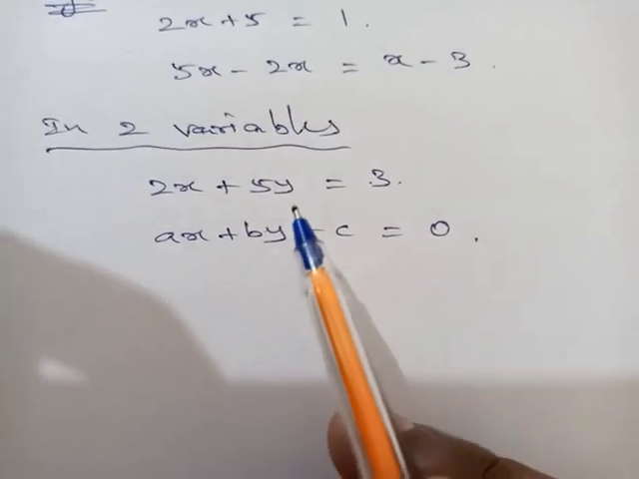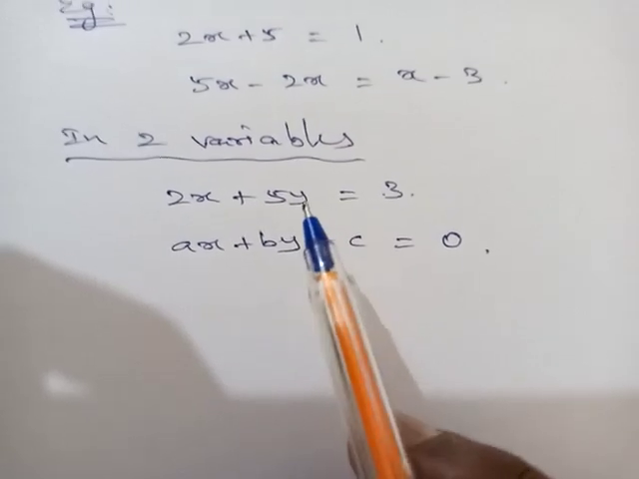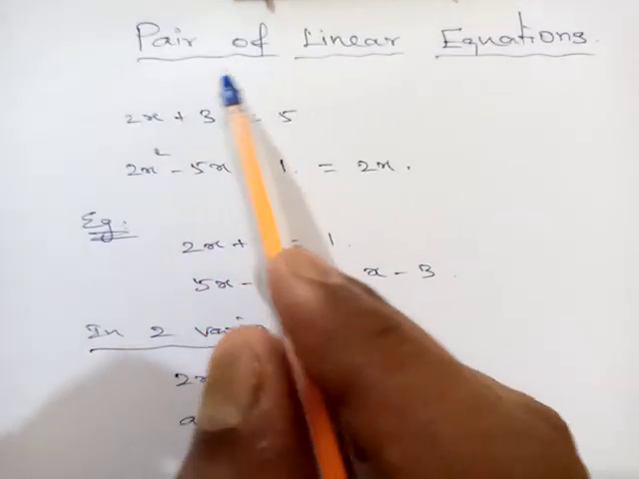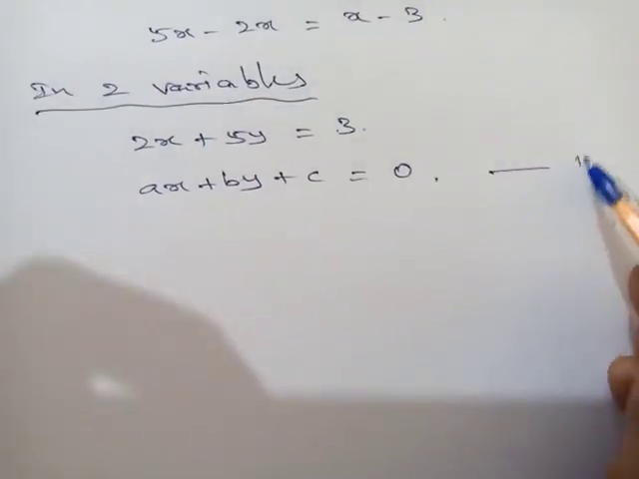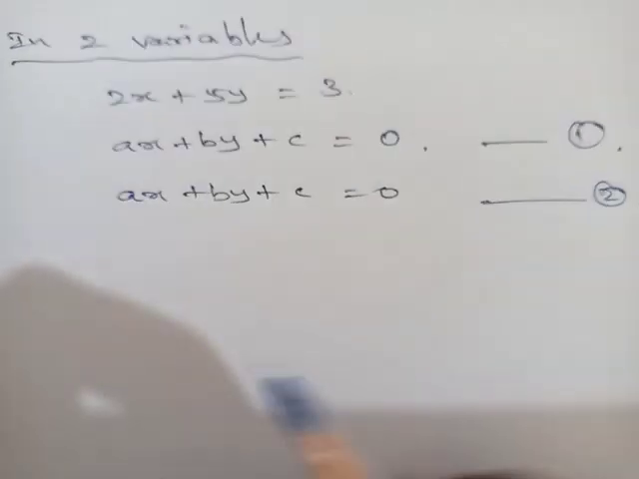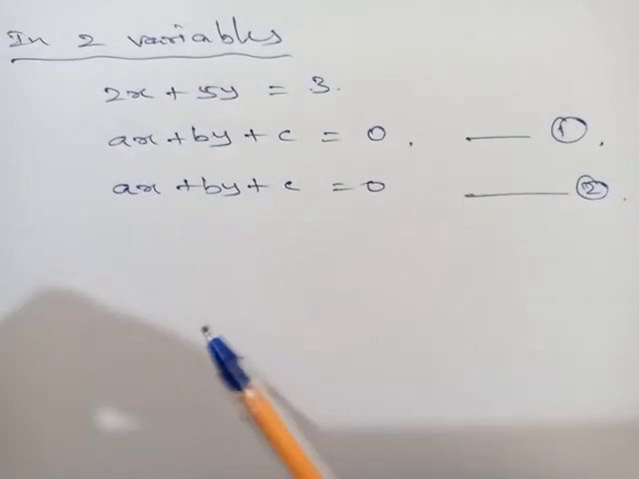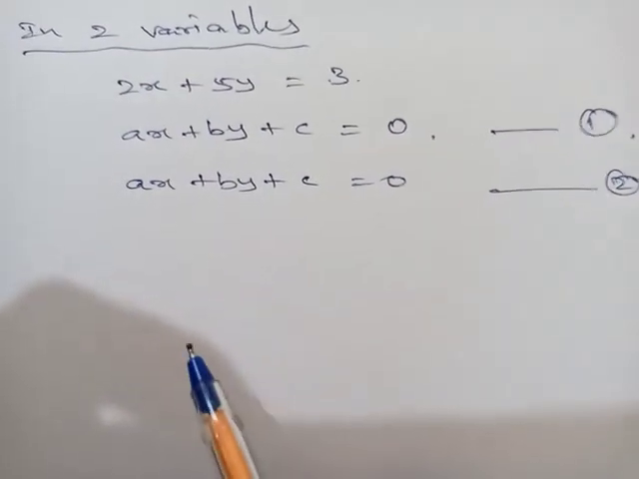Like this, we have to consider two equations. That's why they are given as a pair of linear equations. Pair means two. So this is one equation, equation number 1. We are considering two equations. Another equation: ax + by + c = 0. This is the second equation, and this is the first equation. There is no difference between these two, correct?